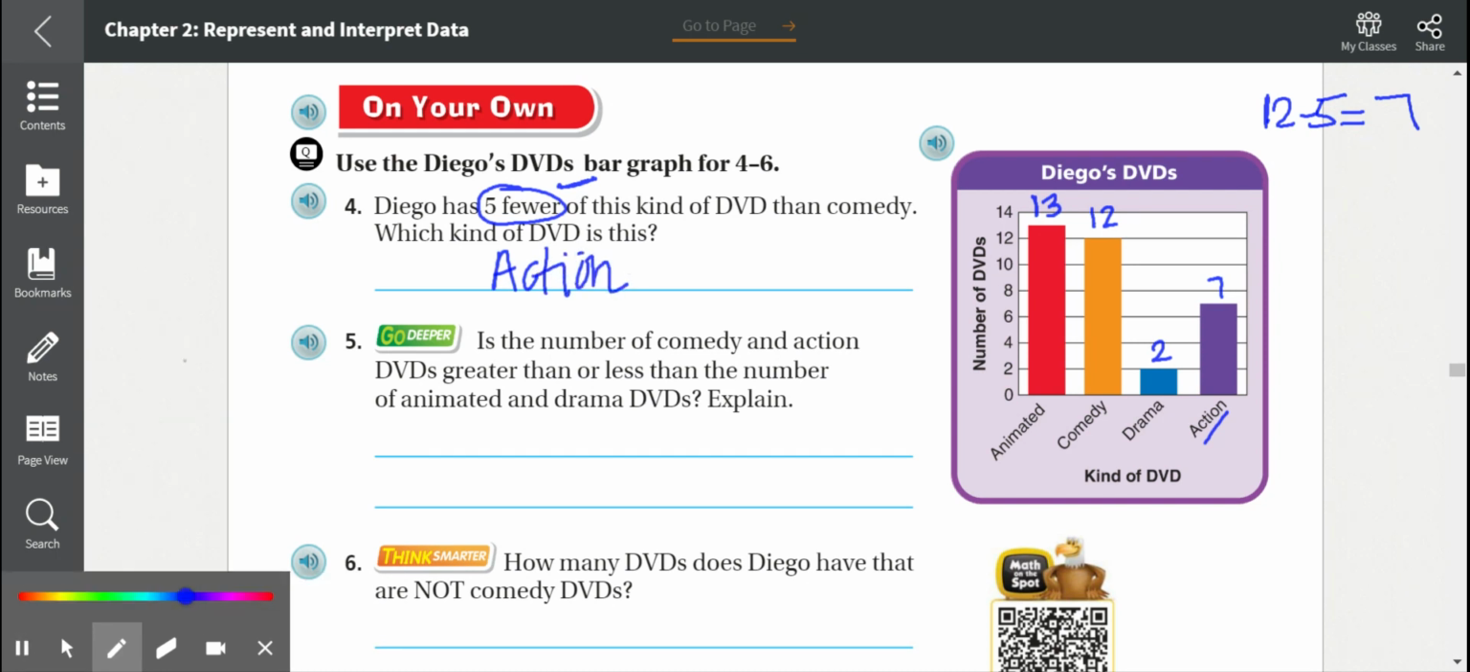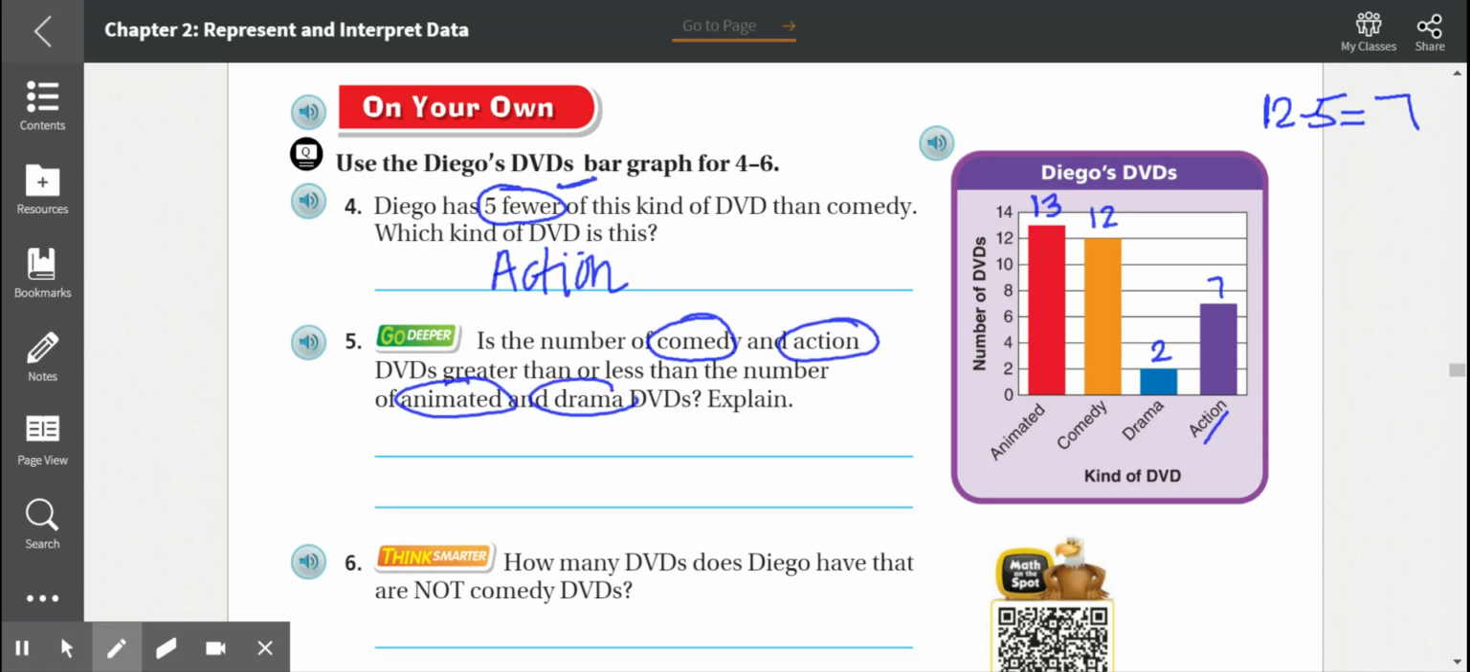Okay, this next one. Is the number of comedy and action DVDs greater or less than the number of animated and drama? So what they're asking us to do is combine comedy and action and compare it to animated and drama. So we want to know, does he have more of comedy and action or less than animated and drama? So first thing we need to do is combine comedy and action and then combine animated and drama. So over here where I have room, I'm going to do comedy and action.